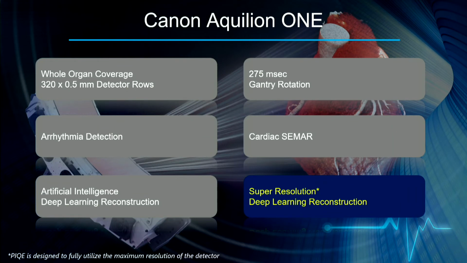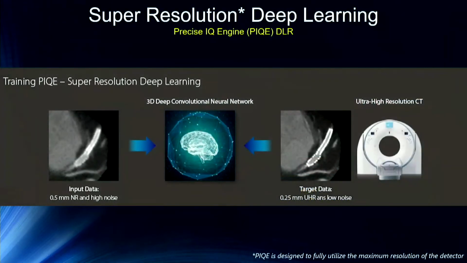All right, so the real exciting thing that I want to share with you is some of our experience with the super resolution deep learning reconstruction. And again, just real briefly, the way that this was trained is that the low resolution images were trained on the Precision, which had ultra high resolution with 0.25 millimeter detectors. And that developed the convolutional neural net that's then deployed onto the system.